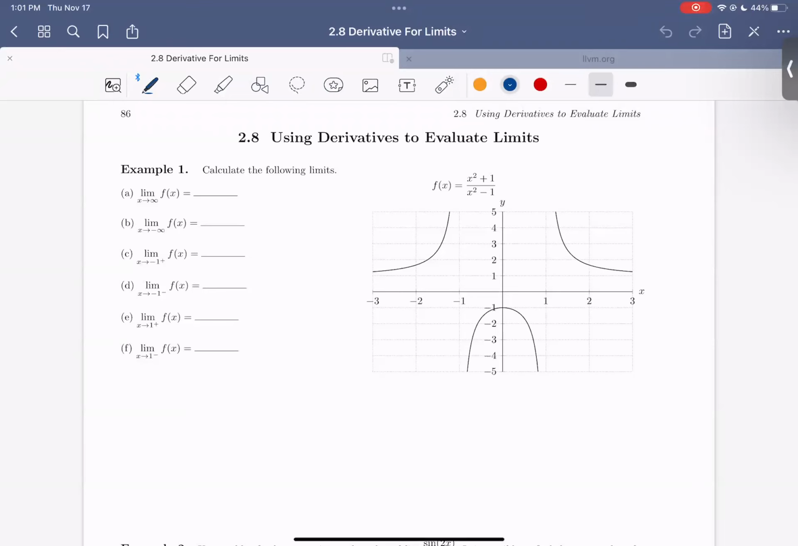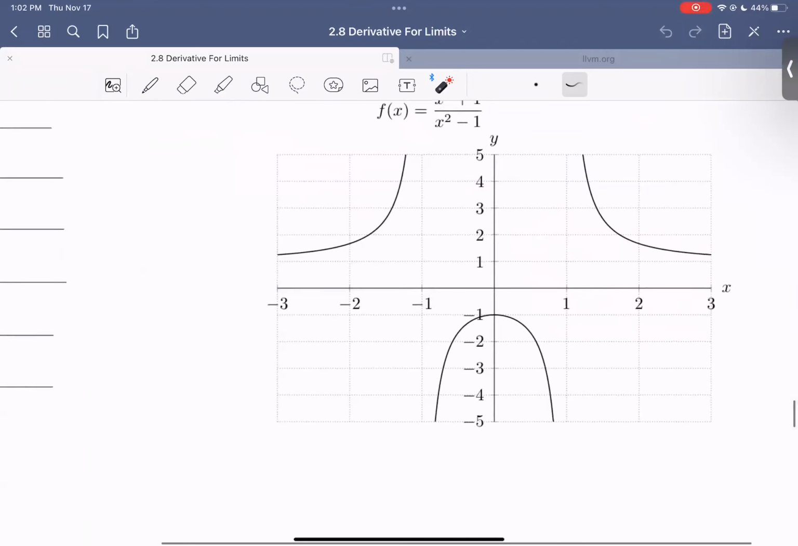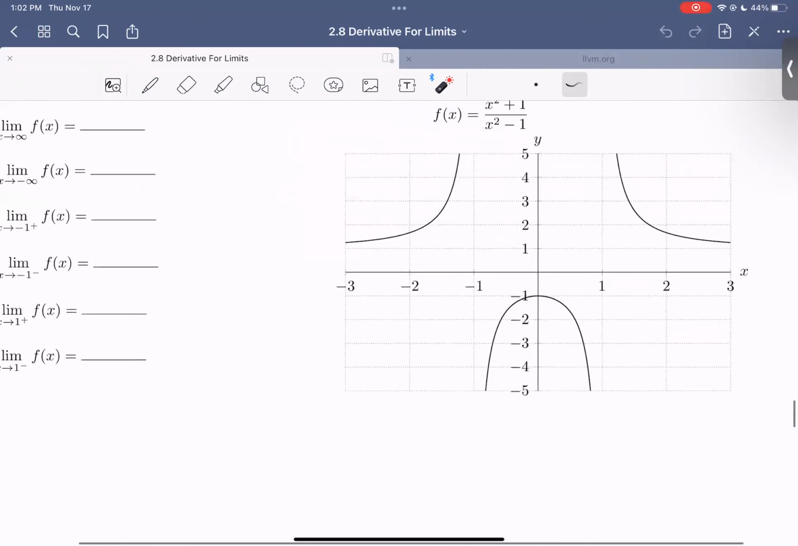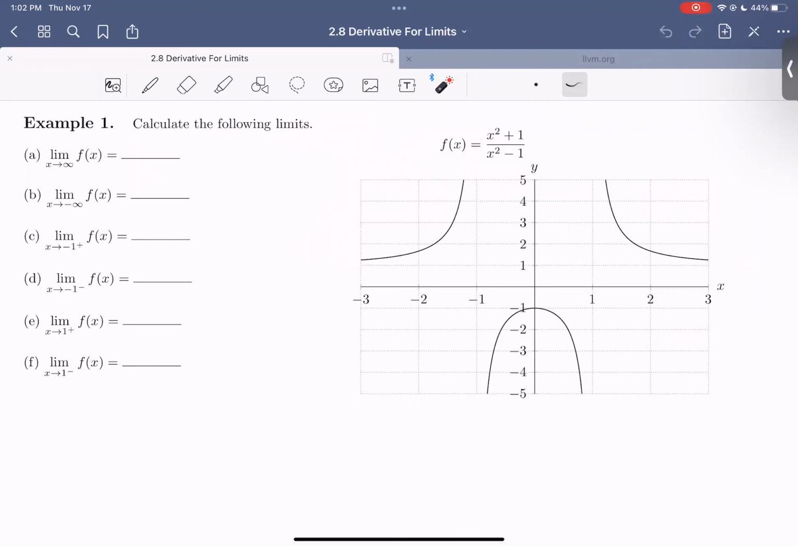So to get things going, let's look at the function that we have written here. F of x equals x squared plus 1 over x squared minus 1. The graph of this function is drawn on the set of axes here. So now we're just going to look at some limits dealing with this function. First, let's evaluate these limits by just looking at the graph. Let's do the first one together. Then I'd like you to do the rest of the parts and then check your answers.